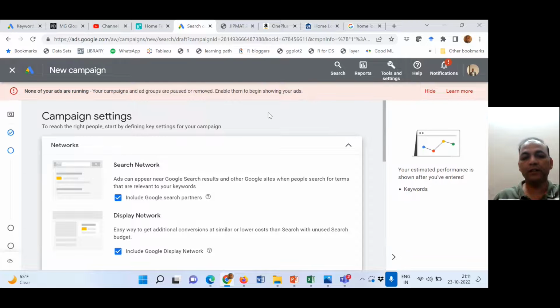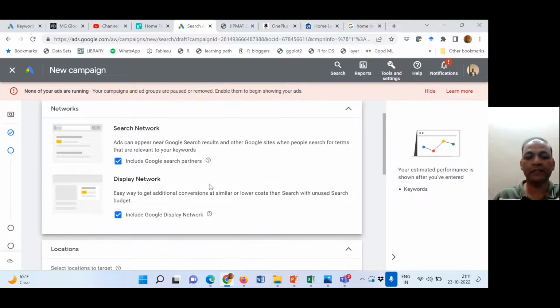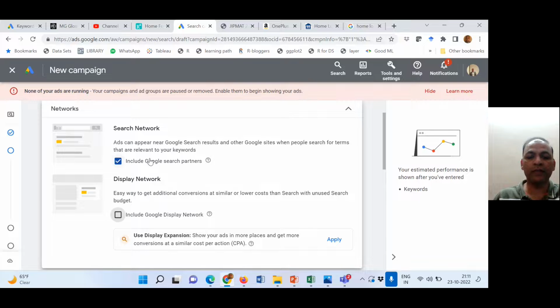Now when we are launching a search campaign, we learned there are different types of campaign. We can launch Google search plus display campaign. However, here we would like to just learn how to launch a search campaign. So we will unclick this display network.